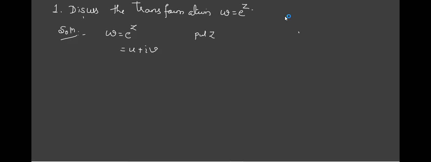Put z equal to x plus iy. So this will now be e raised to x plus iy. Now still we need to simplify it, correct? How can we do it? u plus iv means we want one real and one imaginary part. How can we do it?